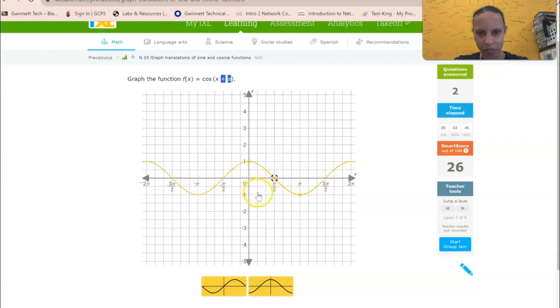So pi is how many boxes? 1, 2, 3, 4, 5, 6 boxes makes 1 pi. So if I move this 6 boxes to the left, I should be good. That's 3. And another 3, that's 6. So you see, I end up at the exact same point. So you can look at these, or you can look at the boxes depending on what you're looking at.